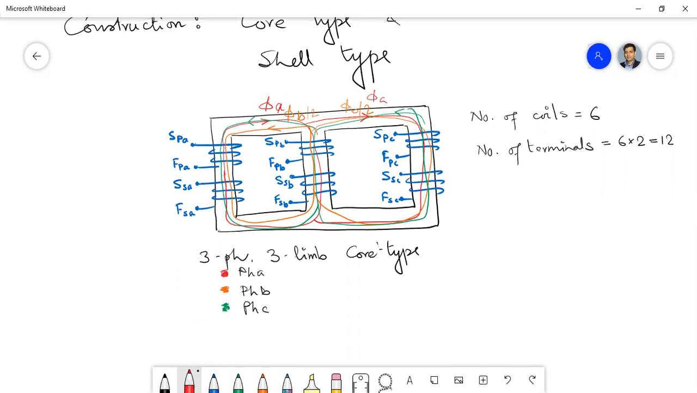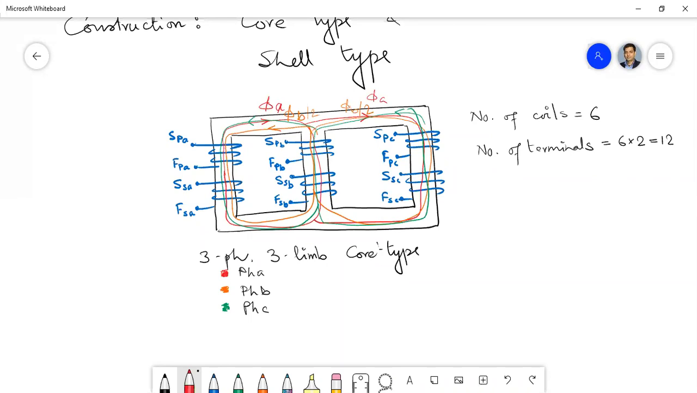So you see at every point on the core you have the contribution of all three phase fluxes. Okay, so you won't find any point on the core where you will not find the contribution of any one flux. That means at every point you will have the contribution of all the three phases' fluxes. That is the main property of this type of core type three limb transformer.